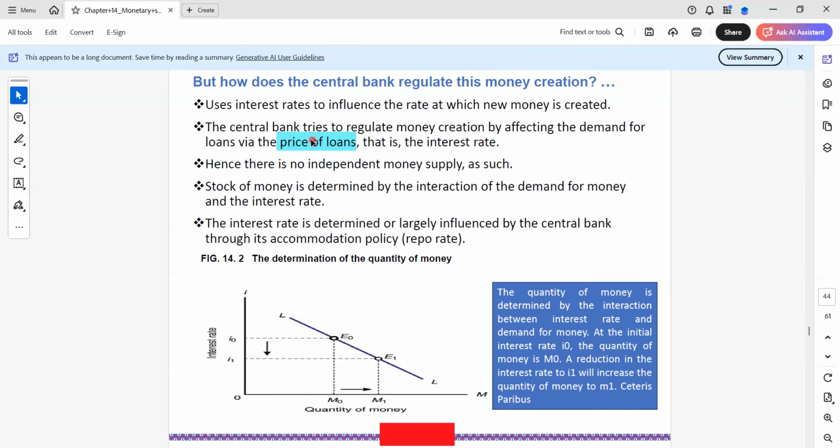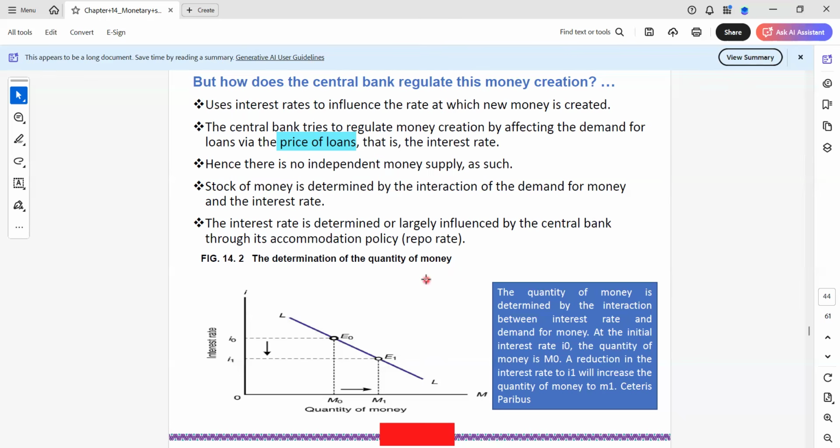I said this already, the demand for money is the amount of money that people are willing and able to hold. It's gonna depend on the interest rate. If the interest rate is high, you're gonna want to save that money. If they are low, then you withdraw that money, right? There's no point in saving it.